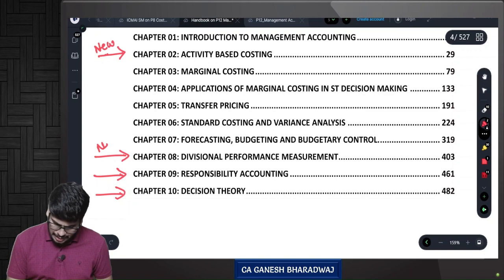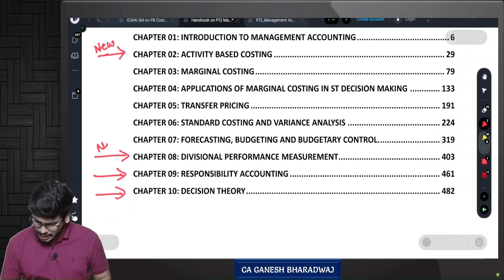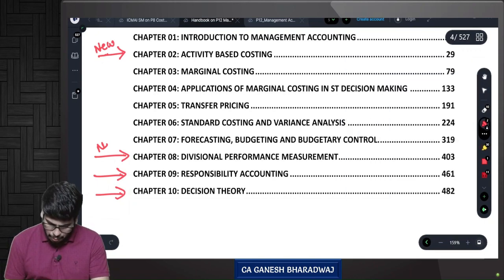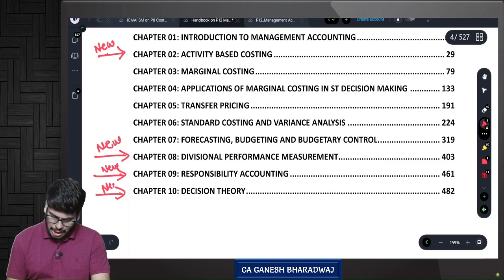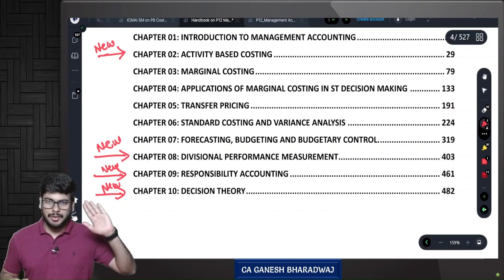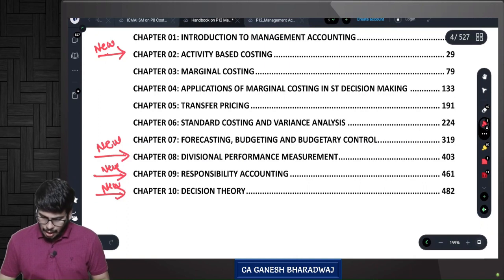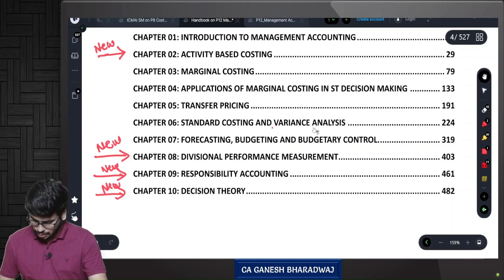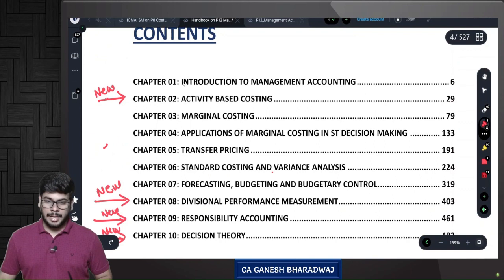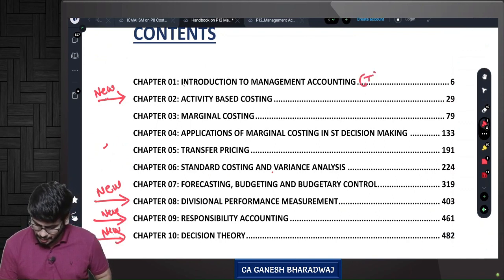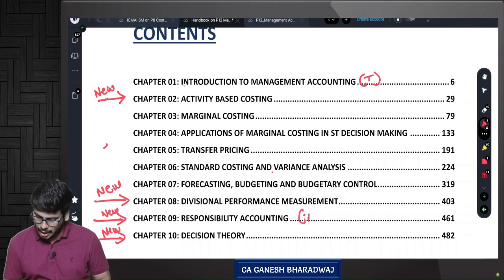Obviously, when something has been introduced for the first time, it means that the importance is slightly more. So we will go on that assumption. These 4 chapters are the new chapters introduced for the very first time in your CMA intermediate. Now, out of the 10 chapters, chapter number 1 and chapter number 9 are theory.